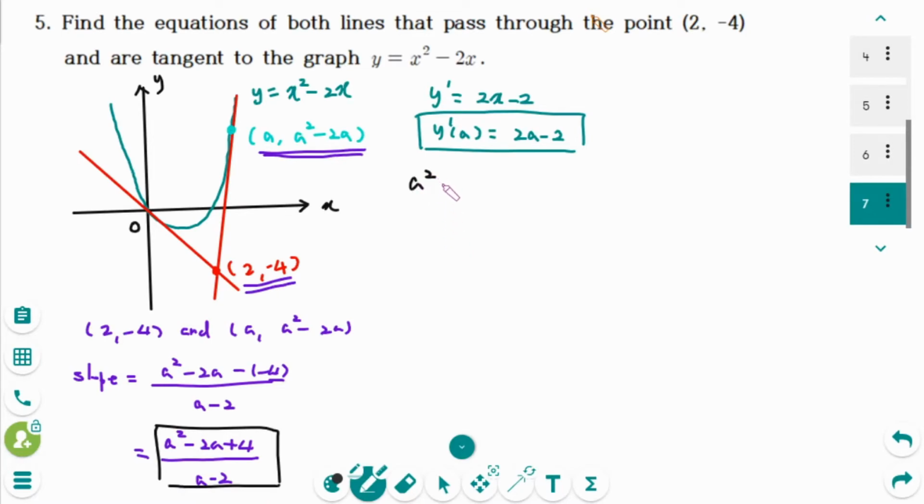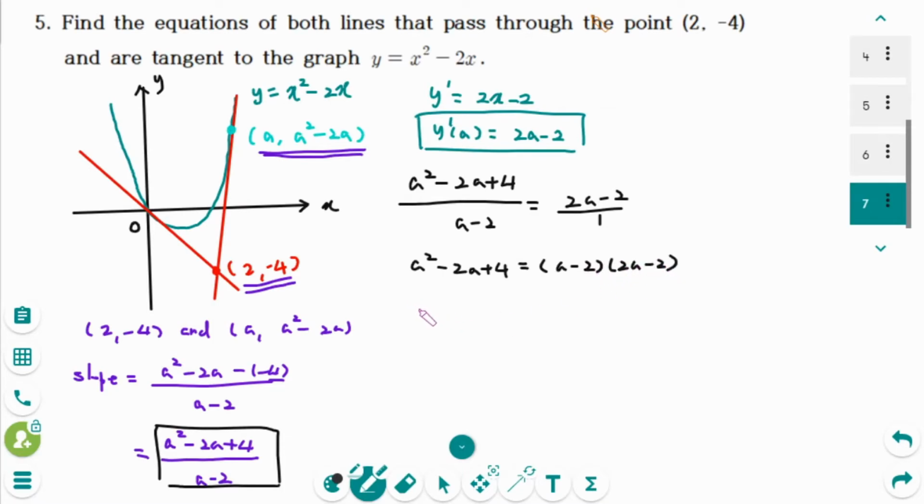So a squared minus 2a plus 4 over a minus 2 equals 2a minus 2. Make the fraction, then cross multiply. So a squared minus 2a plus 4 equals a minus 2 times 2a minus 2. A squared minus 2a plus 4 equals 2a squared minus 2a minus 4a minus 6a plus 4.